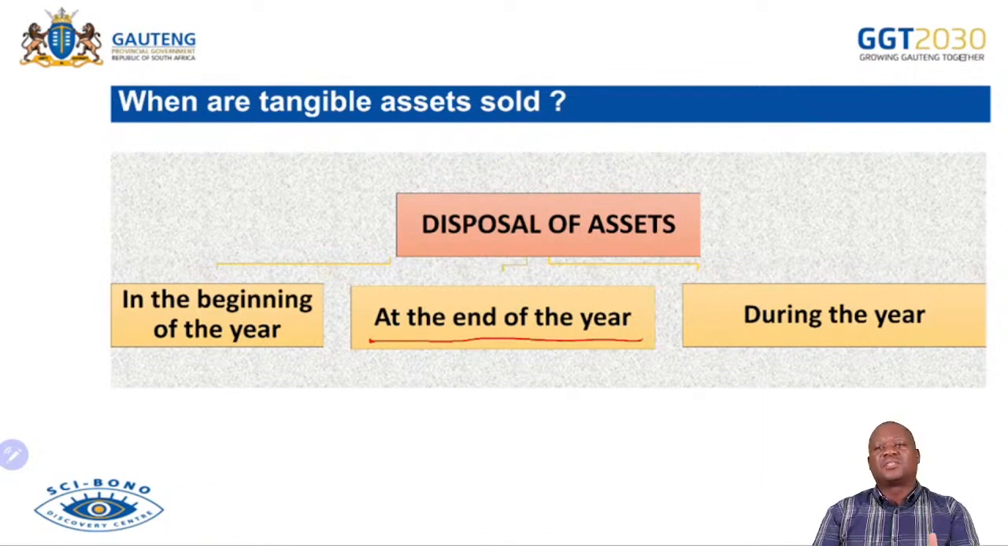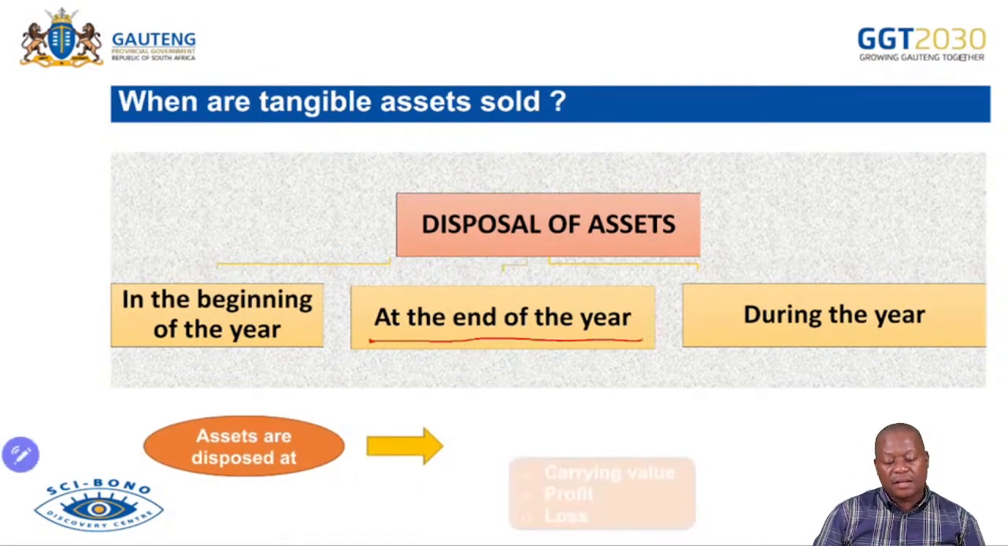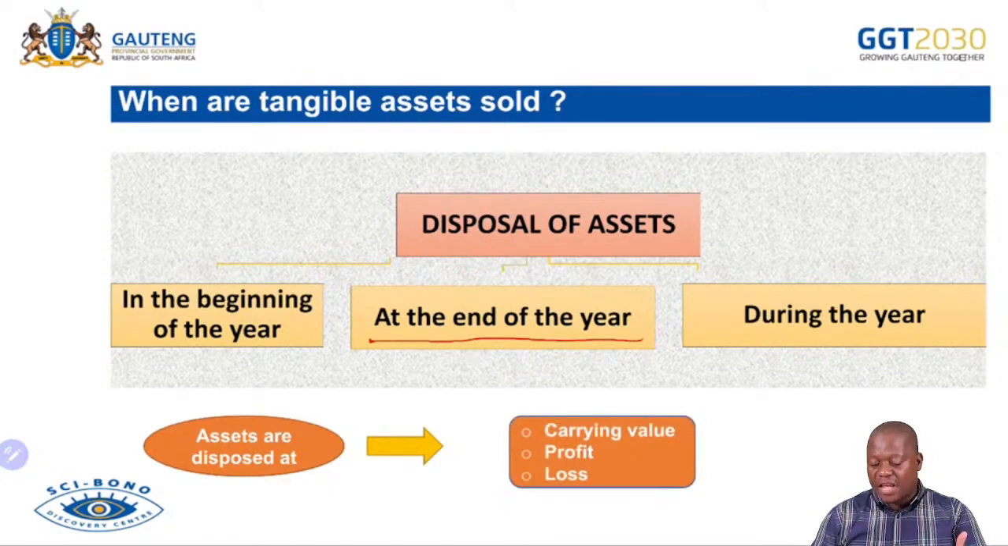And then this is what you look into. Is the asset being sold or disposed of at the beginning of the year, or at the end of the year? Now, an asset disposed of at carrying value means there is no profit or loss. An asset that is sold at its carrying value, there's no profit, there's no loss.